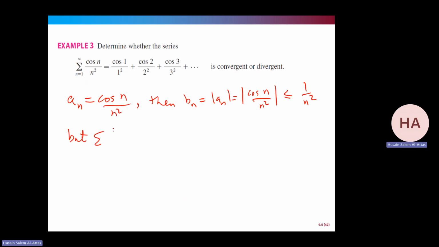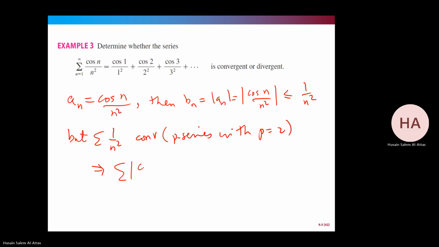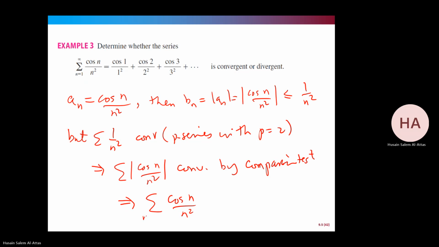But this series converges, the p series would be equal to, so this series converges by comparison test. That implies this series is absolutely convergent.